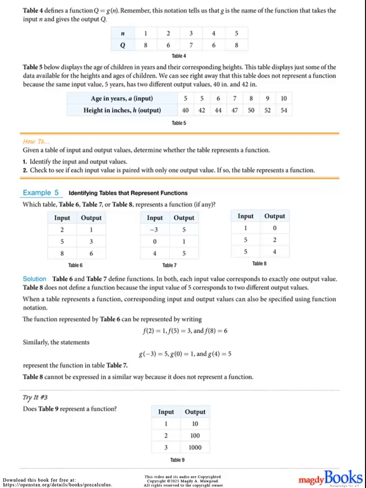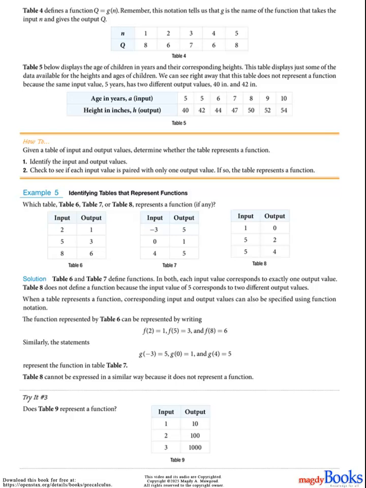How to: Given a table of input and output values, determine whether the table represents a function. 1. Identify the input and output values. 2. Check to see if each input value is paired with only one output value. If so, the table represents a function. Example 5. Identifying tables that represent functions. Which table, Table 6, Table 7, or Table 8, represents a function, if any?